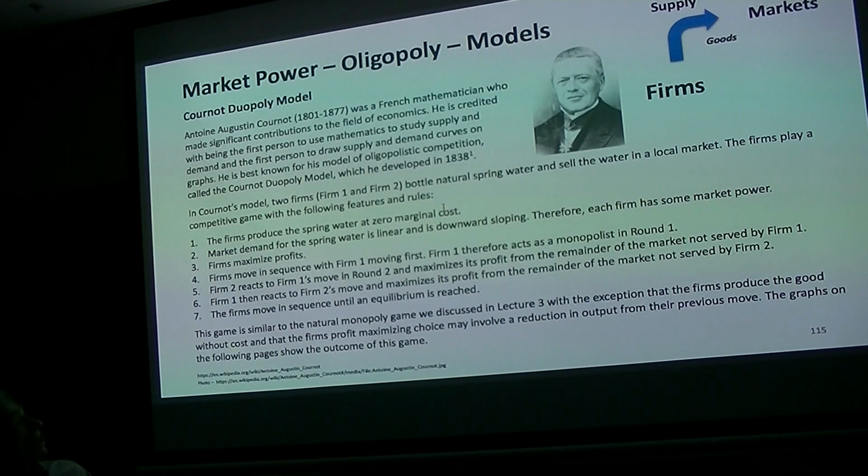In his model, they bottle natural spring water, a very simple product, and sell the water in a local market. There are two firms. It's a competitive game, and they have the following features and rules.